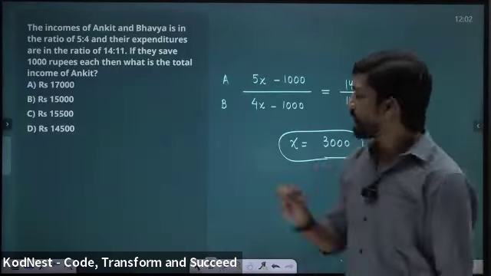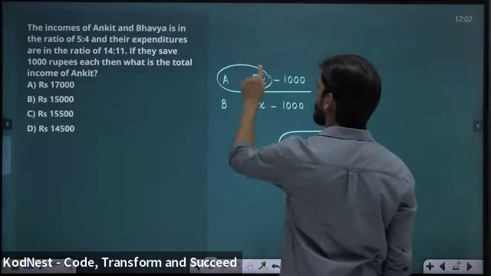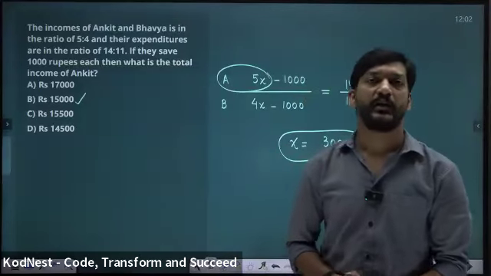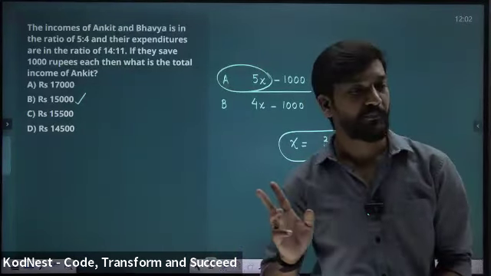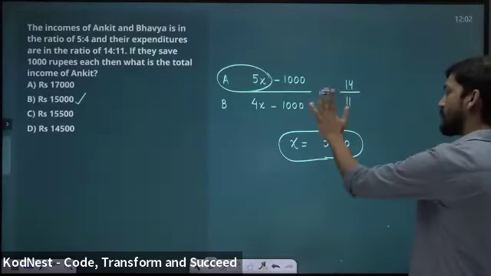Not 4x. 5x is the salary of A. 4x is the salary of B. So 5x, 15,000, is your answer. But don't think this is a better approach as compared to the previous one. No. If you practice, the previous one is still the better approach. But yes, this also is good.